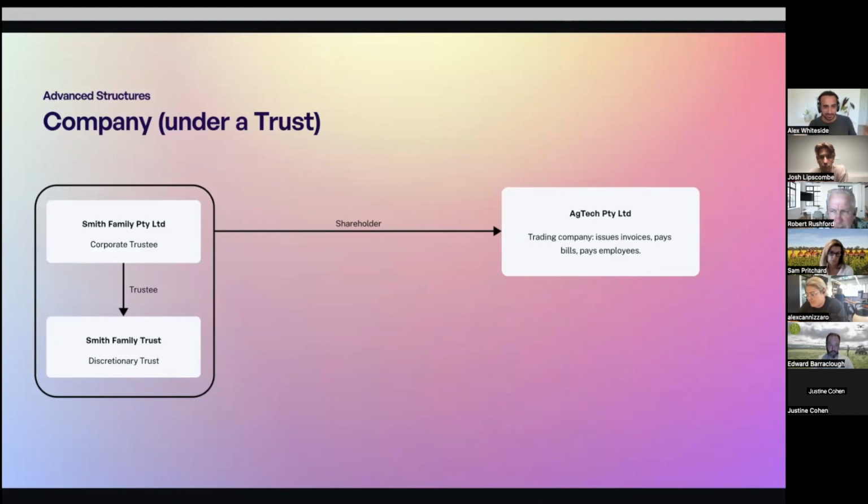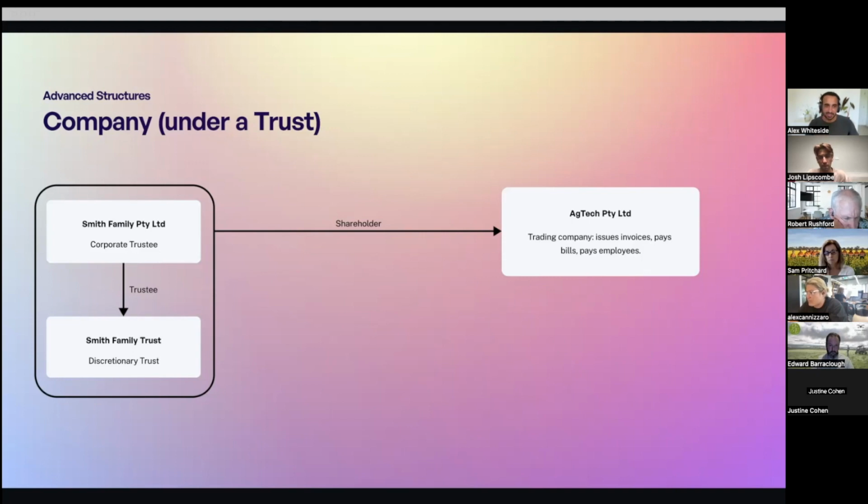And that probably all sounds very complicated, but just think of it this way. You're setting up a separate company to be the owner of the trust, or to hold shares on behalf of the trust. Then you're also going to be setting up a trust underneath that corporate trustee, and together, those two hold shares in your trading company. So traditionally, a really standard company would just be I, as an individual, Alex Whiteside, own shares in AgTech Pty Ltd, and that's it.